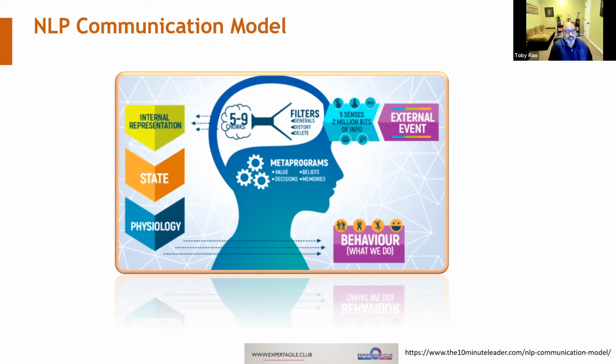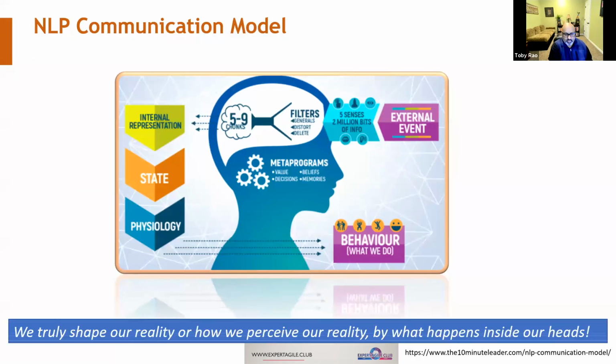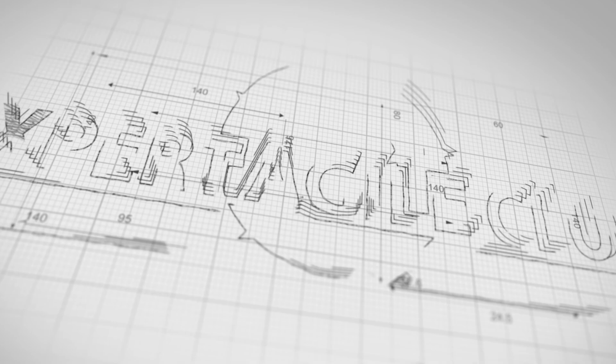So the NLP communication model is really based on understanding these filters and how we can change or adjust and shape our reality by understanding how we perceive it. Okay, so that is a little bit about the communication model at a high level.